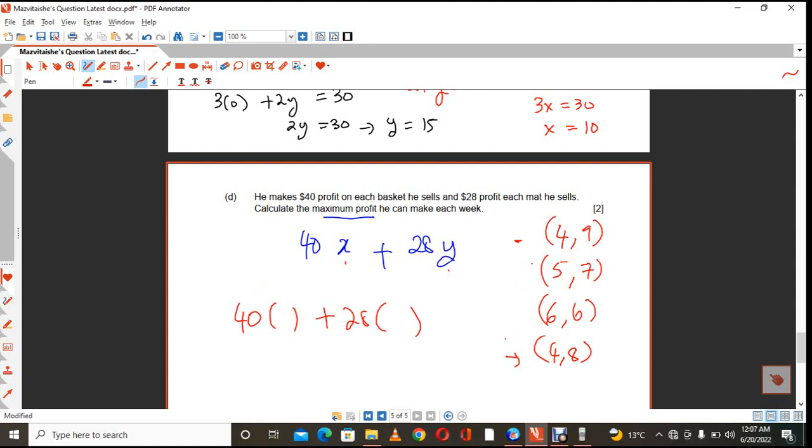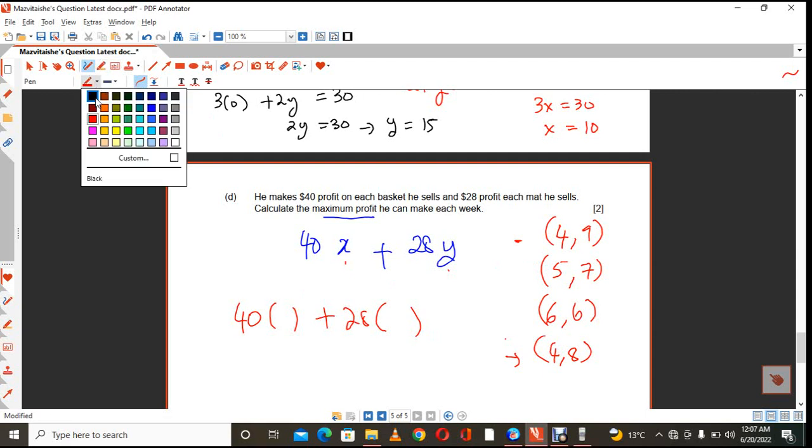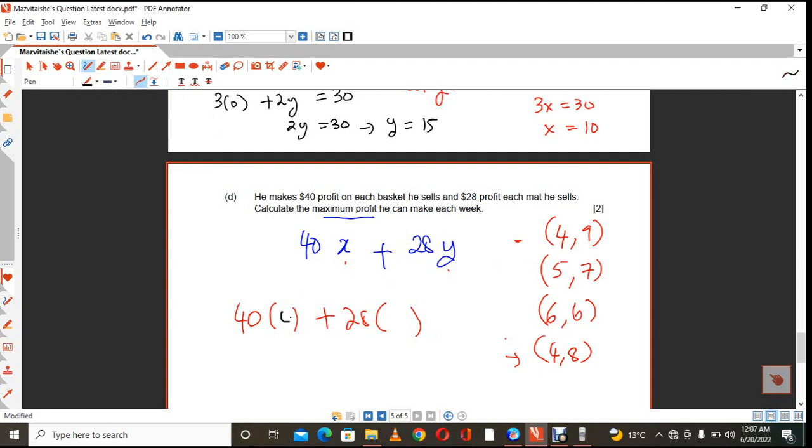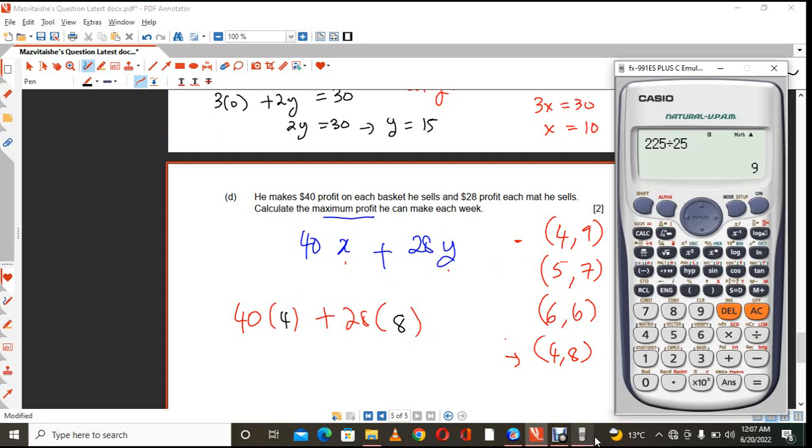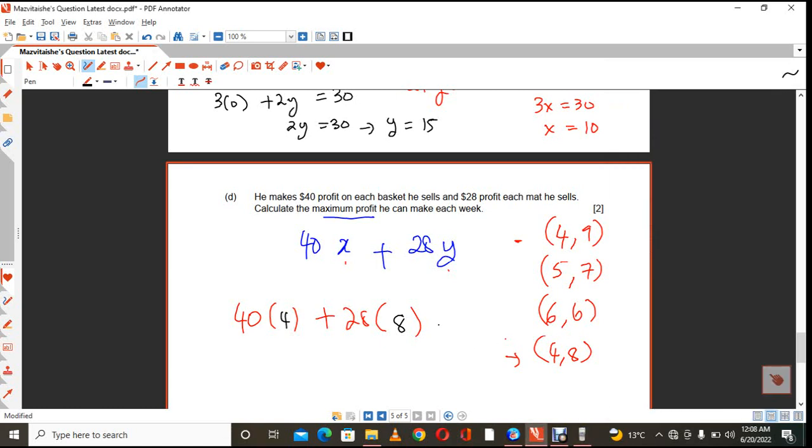All right. So if we choose 4,8, for example, if I choose X to be 4 and Y to be 8, so we play around. I'm going to have 40, open bracket, 4, plus 28, open bracket, I have an 8 there. Well, I get 384. That gives me about 384.